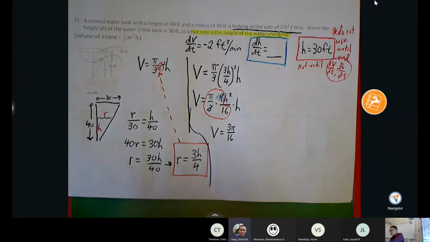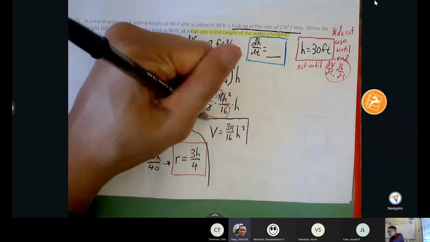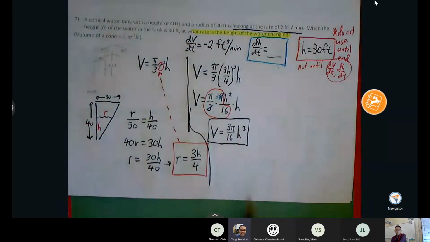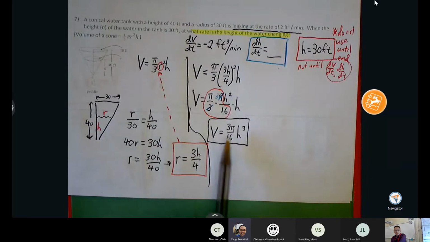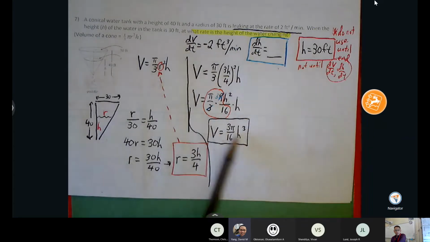We want the h's together. So this is where I want us to be before we find the derivative. Okay, so that's an important step to get to. If you get to this step, everything that comes after should be a little easier. The hardest part is trying to get from here through these steps here. All right, any questions?